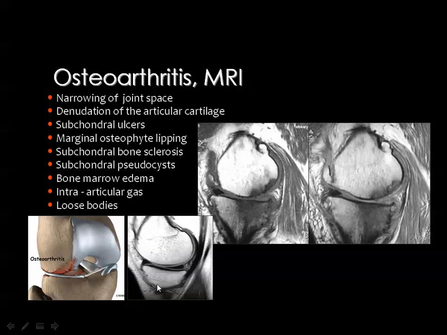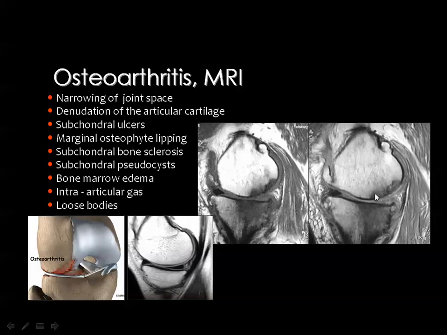This is the normal appearance of the knee and the medial meniscus, for example. But here you can see all these changes. There is significant narrowing of the joint space. There is denudation of the articular cartilage. Look here and you can see this is the articular cartilage, which is normal in thickness and normal in signal as well. But here you cannot appreciate the articular cartilage of the femur and the tibia. It is totally degenerated.